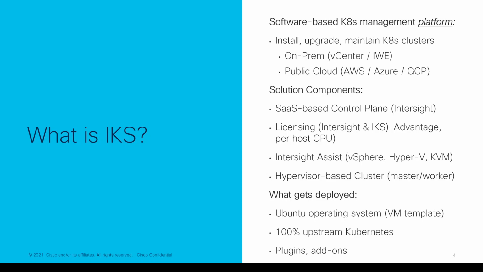So how is deployment achieved with vCenter? First, Intersight pushes a VM template down to vCenter, and then it clones that into the master and worker nodes that are needed for the cluster. The base operating system that's part of the VM template is Ubuntu. Once the VM operating systems are online, 100% upstream Kubernetes software is installed onto the operating system.